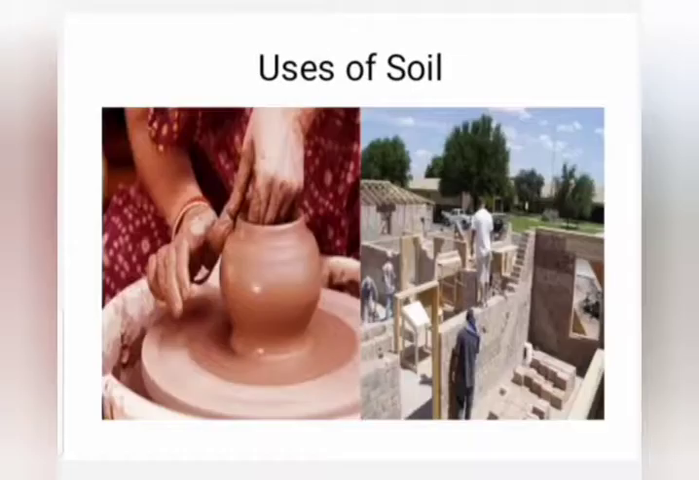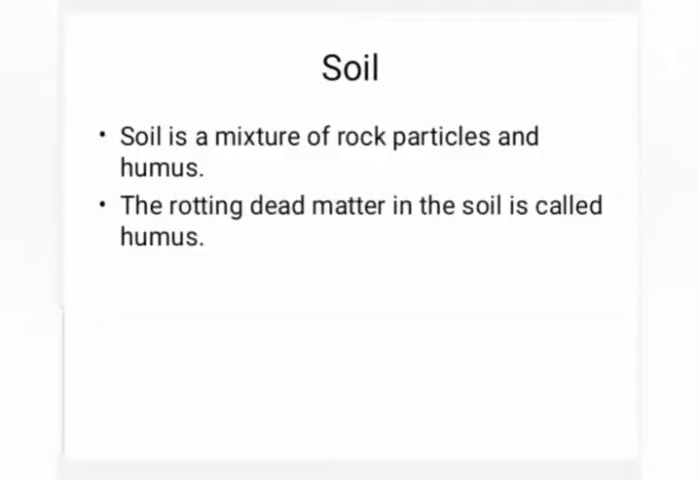Soil is used to make pots. It is used for the construction of buildings. So, soil is useful to us in many ways. What is soil? Soil is a mixture of rock particles and humus.